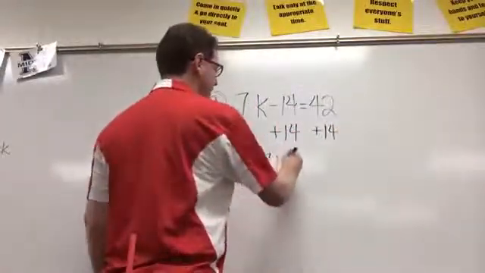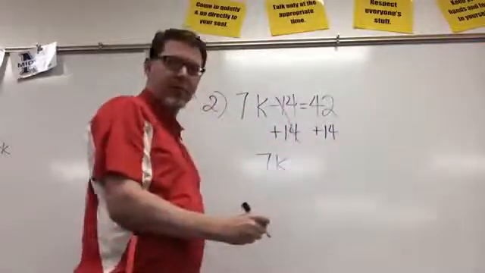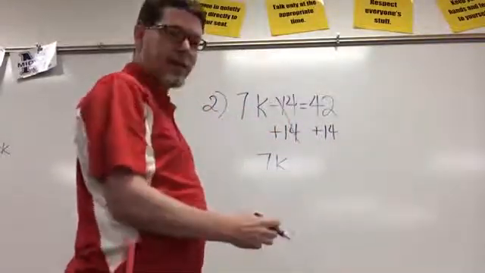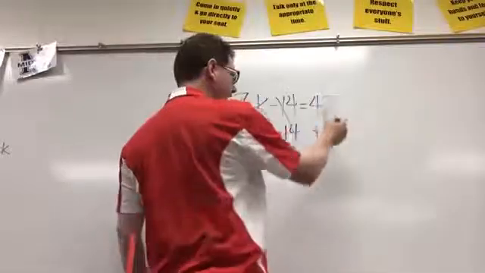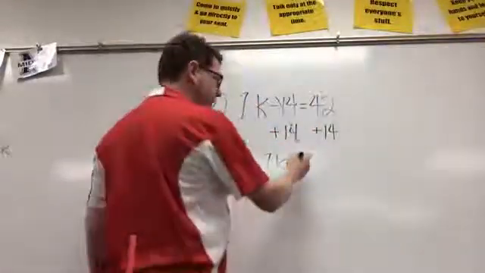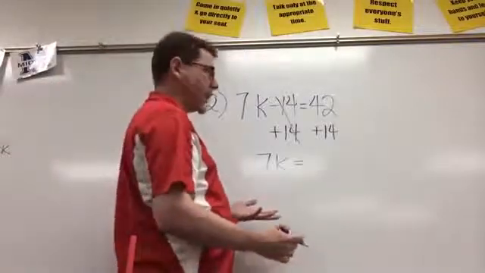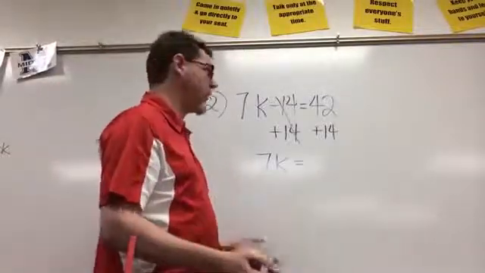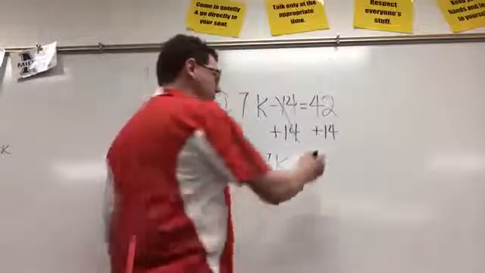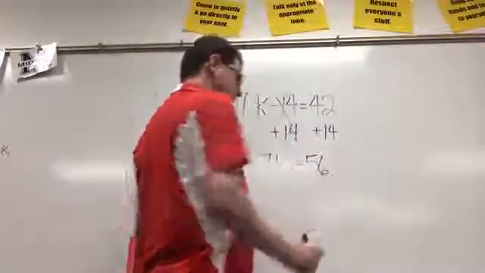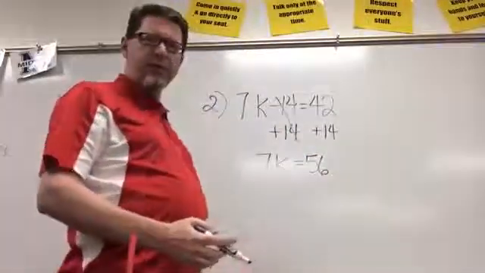So we're left with 7k, because those two cancel out, because they become 0 when you add that negative to that positive. And now we got 42 plus 14. Well, what in tarnation is 42 plus 14? Well, you use the calculator. No, you don't. You don't need a calculator for 42 plus 14. We know it's 56. Well, now I got 7k equals 56.